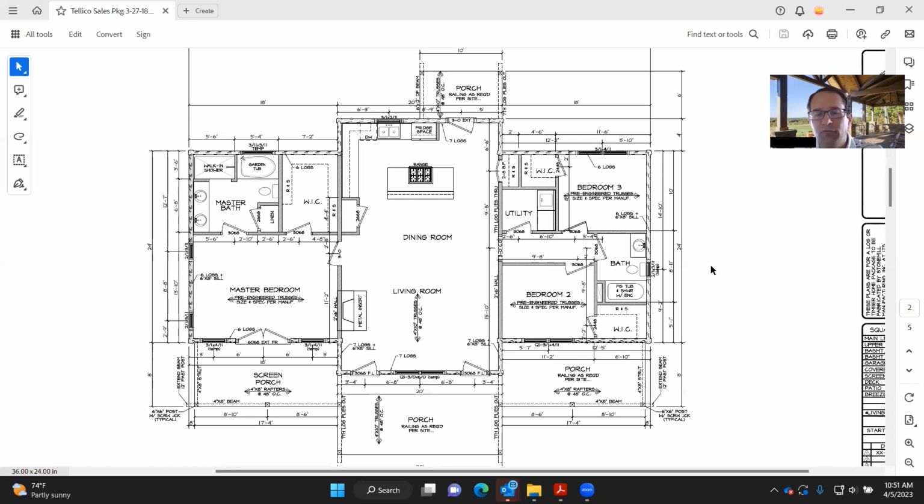So hopefully this has been helpful. I thought this was a really good topic that comes up from time to time as we're talking about design and where to add more square footage and what the most cost-effective square footage to add is.